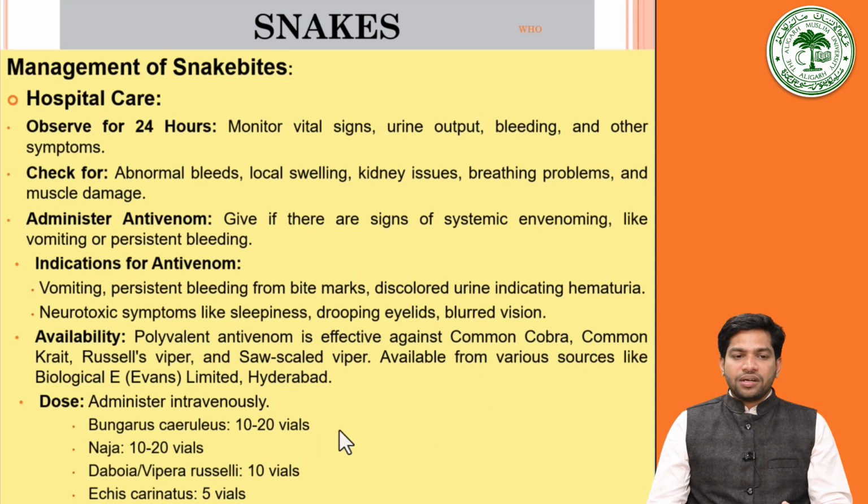And how to administer the anti-snake venom? It shall be administered intravenously. As we already discussed, after giving one vial, we must wait and look for improvement and accordingly decide the number of vials that need to be given. Usually in case of Bungarus caeruleus, 10 to 20 vials of the antivenom are required. For the Naja, 10 to 20 vials are required. For Daboia or Russell's viper, 10 vials are required. Echis carinatus, 5 vials are required. So in this way, you should know the different dosing patterns.